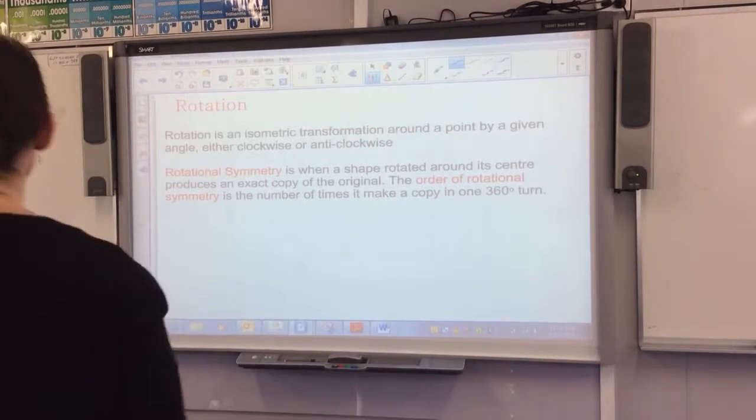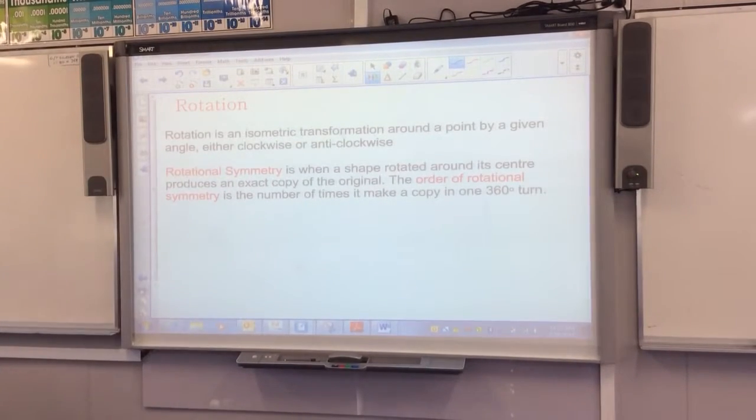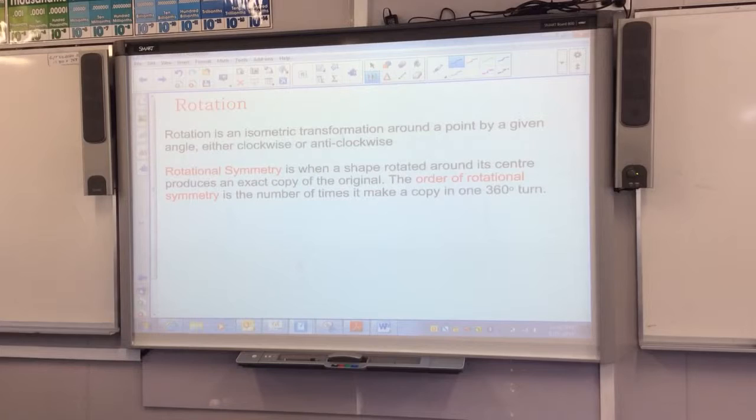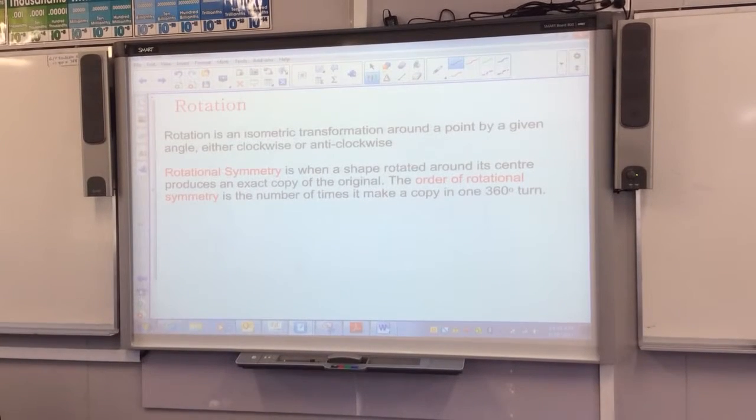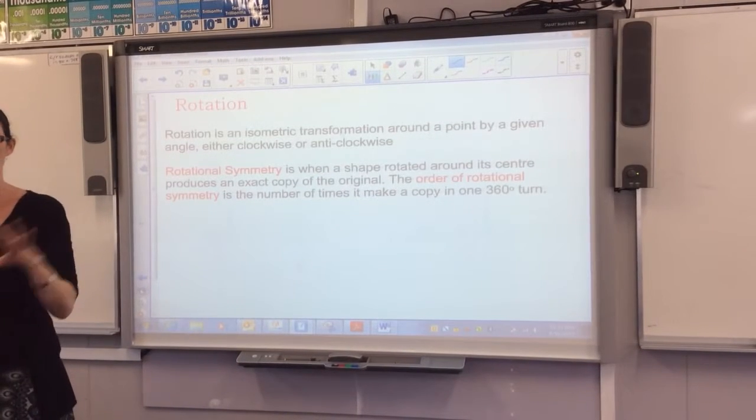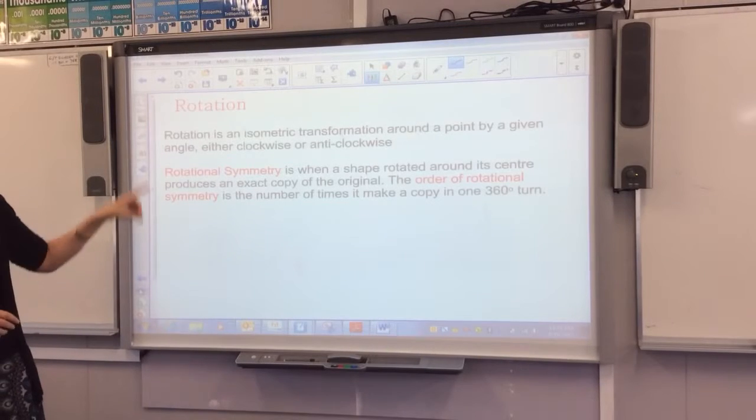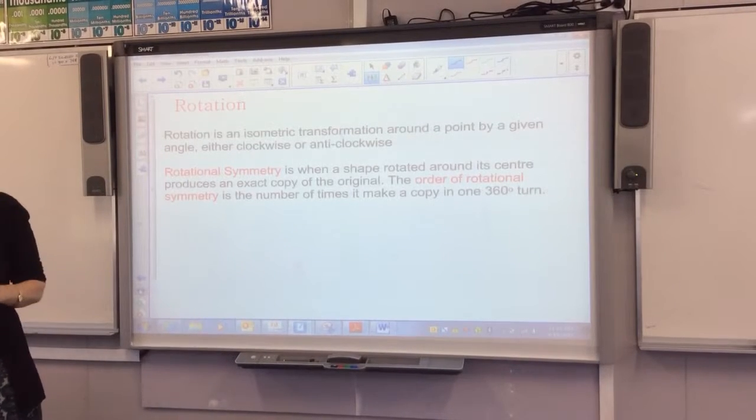Okay, so rotational transformations is what we're looking at today. We've already looked at reflecting and translating. Reflecting is when we're looking in a mirror. Translating is when we've moved it across. Rotation is where we're turning it.